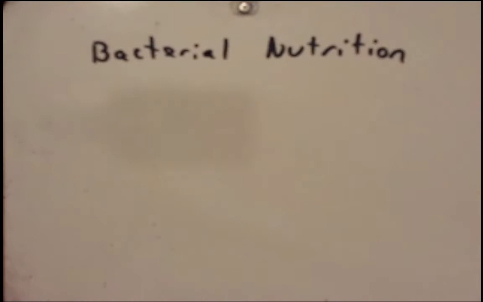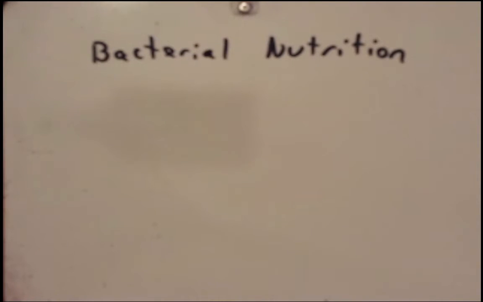Welcome back to the second objective for day 31, chapter 27. In this objective, we're going to spend some time talking about nutritional and metabolic adaptations that bacteria have evolved to survive in their very diverse environments. So let's talk about prokaryotic nutrition.